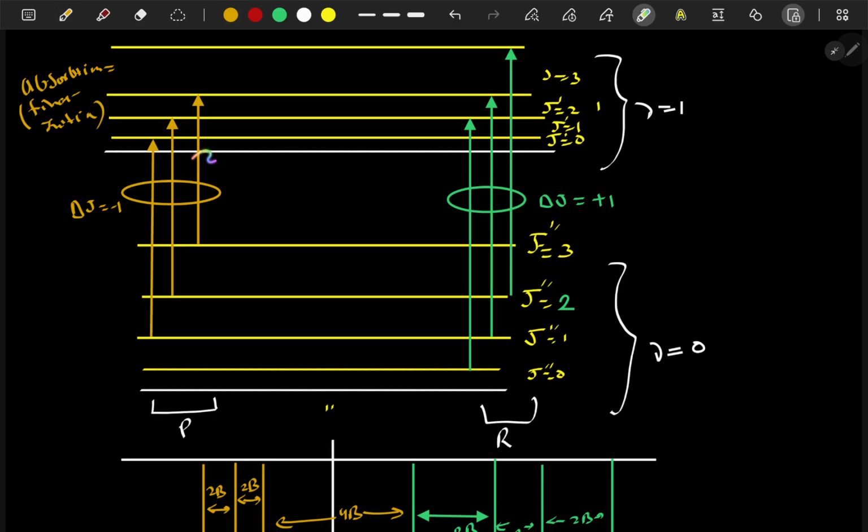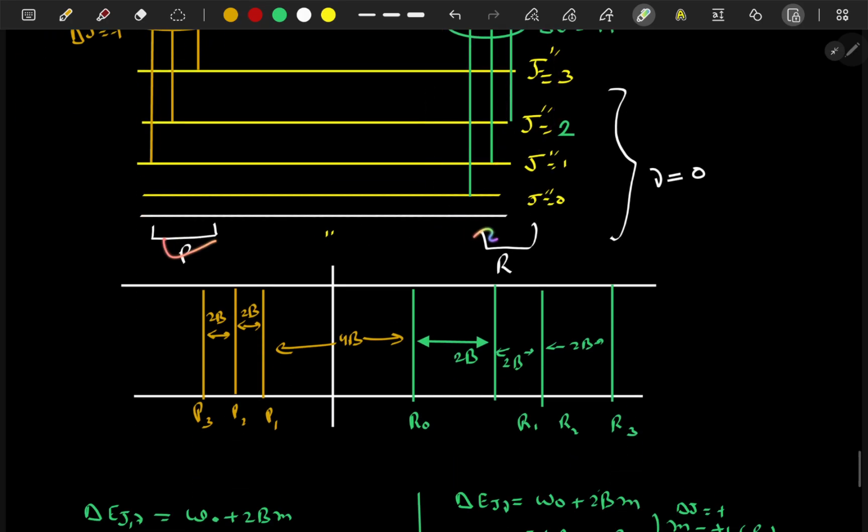So just do it. What is final? This is 0 minus 1 equal to minus 1. Here 1 minus 2, here 2 minus 3. So it will be J equal to J minus 1. Now for the other part, what will happen? Final minus initial: 1 minus 0, that is plus 1. Here 2 minus 1, and here 3 minus 1. So this will be called the P line, this will be called the R line, and the central one is the Q line.